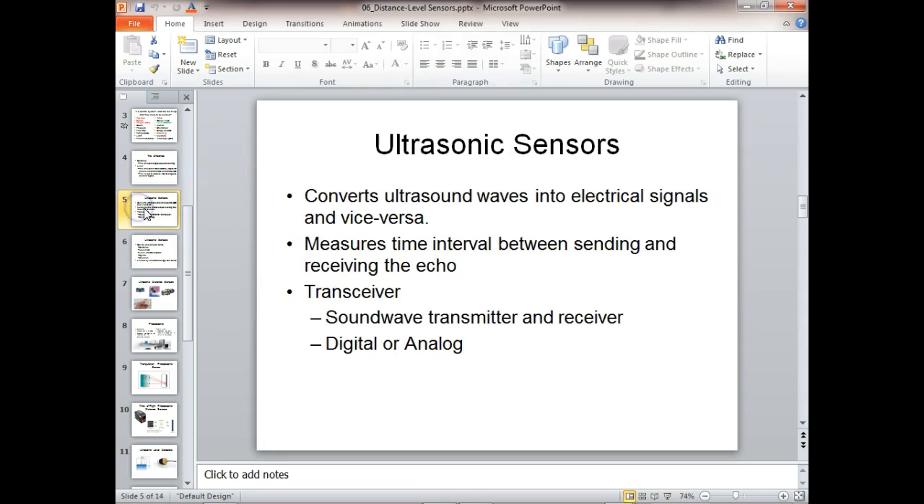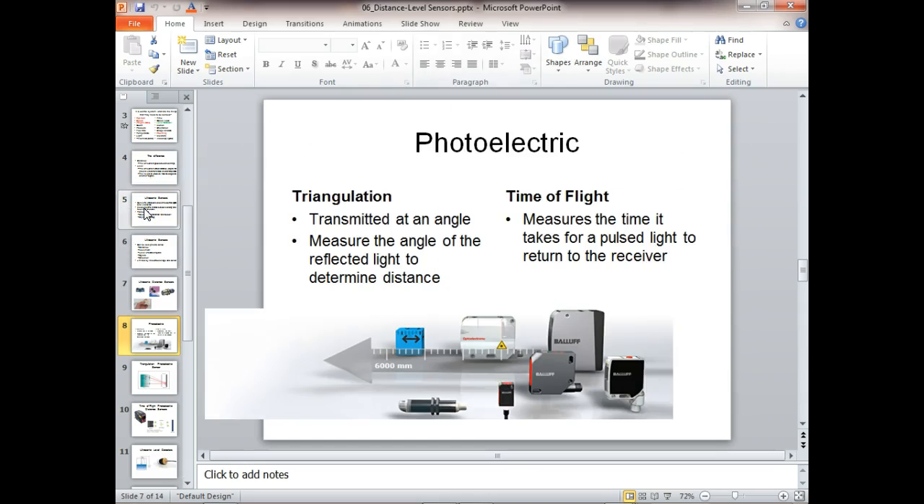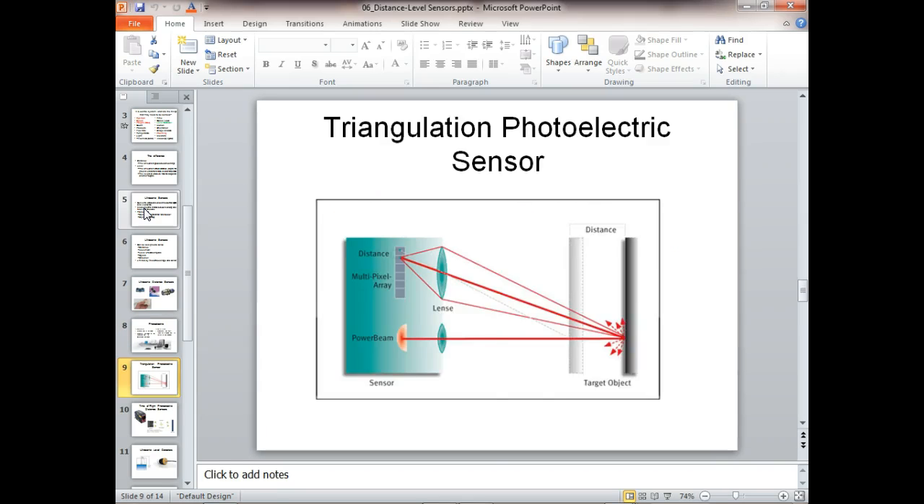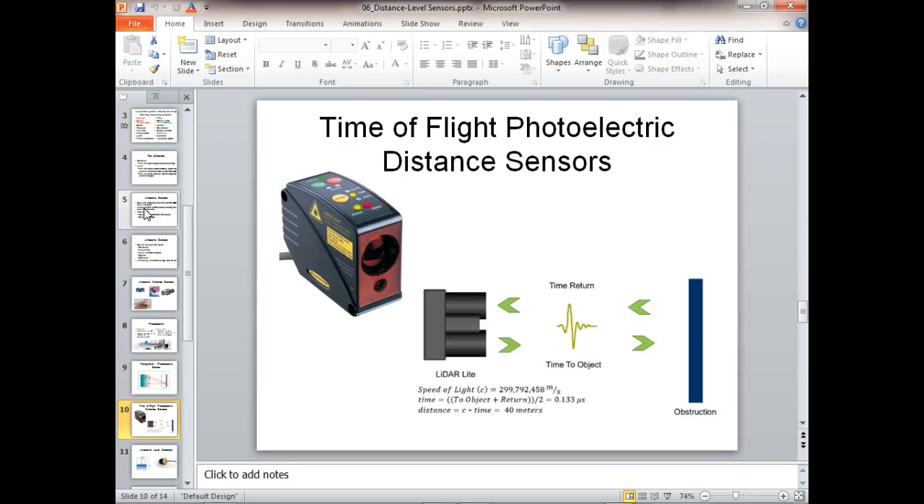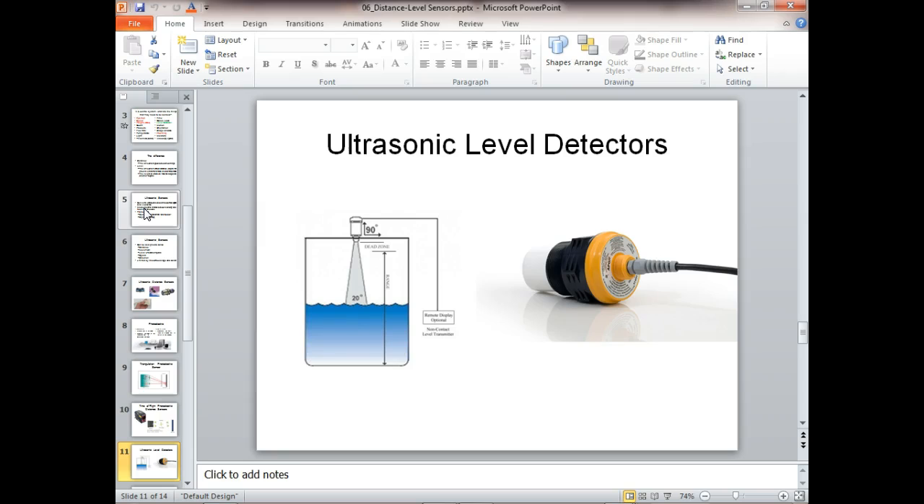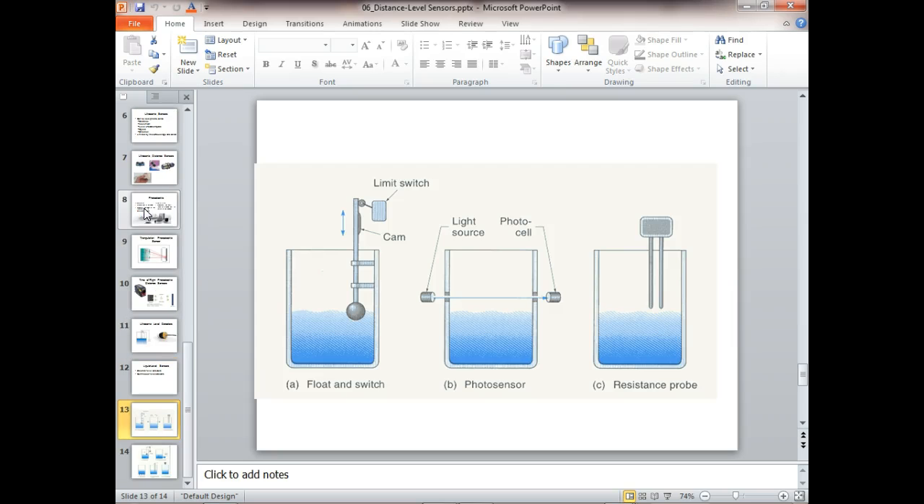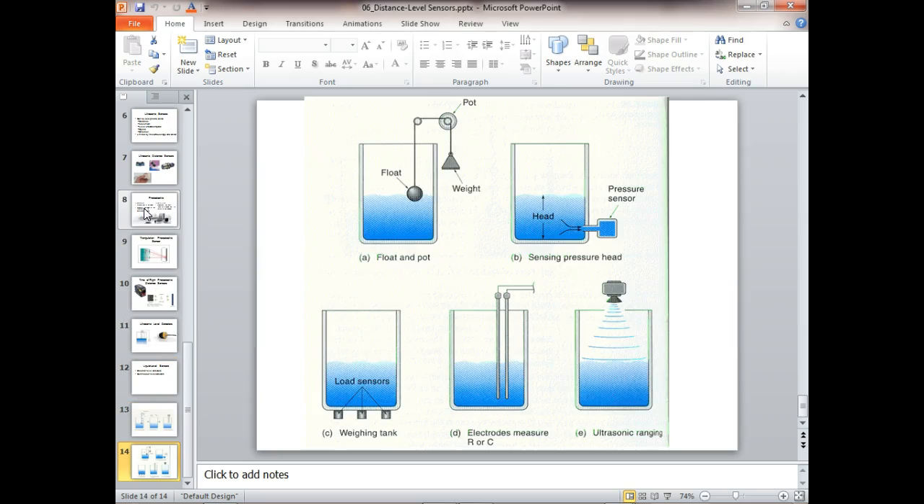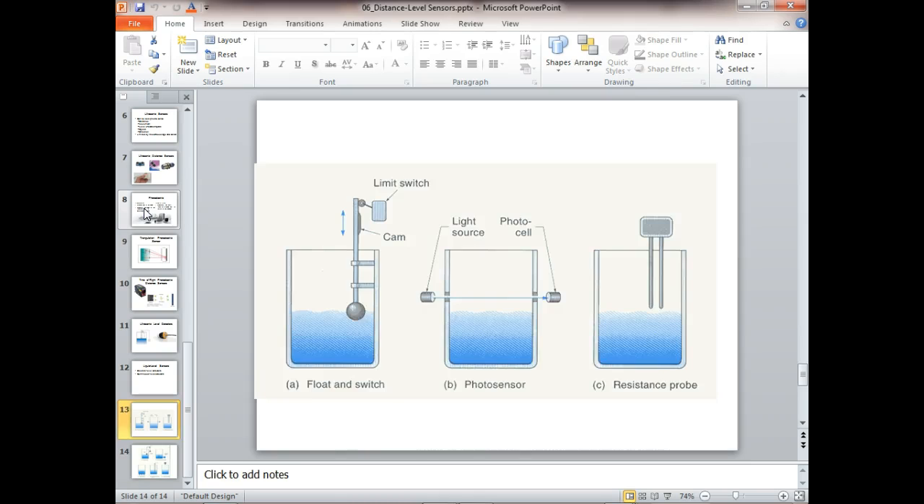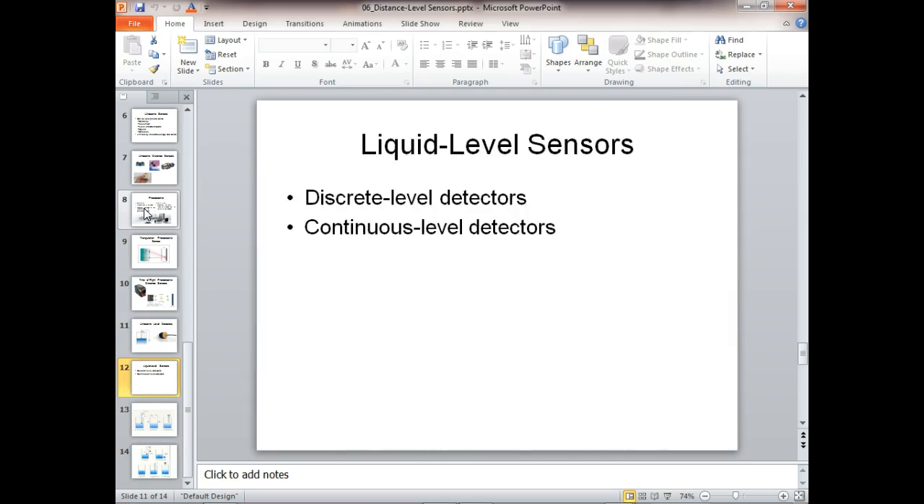And so we looked at ultrasonic sensors. We looked at photoelectric sensors, time of flight. We looked at the street level sensors. We looked at, that was it. We're okay.